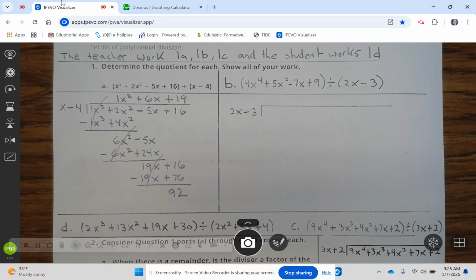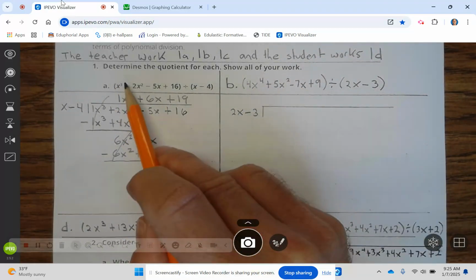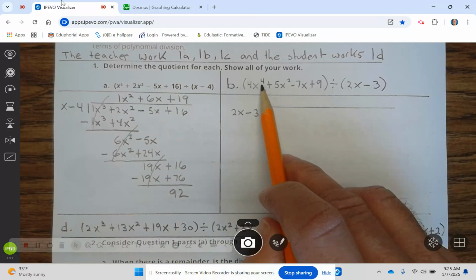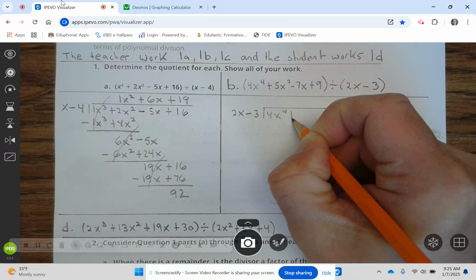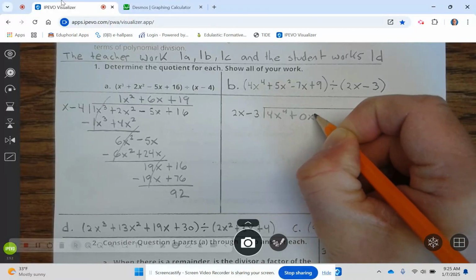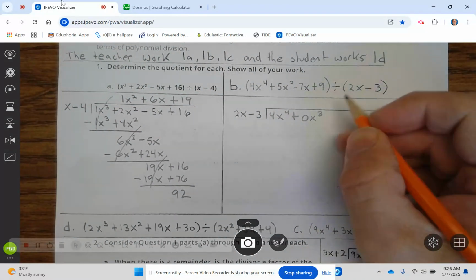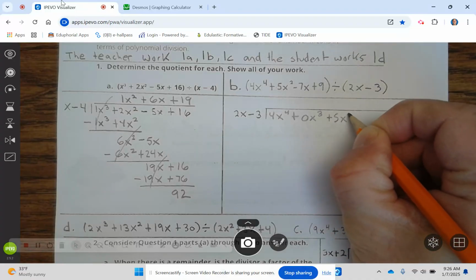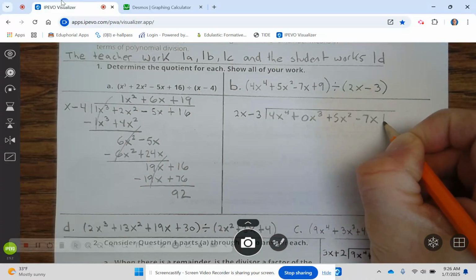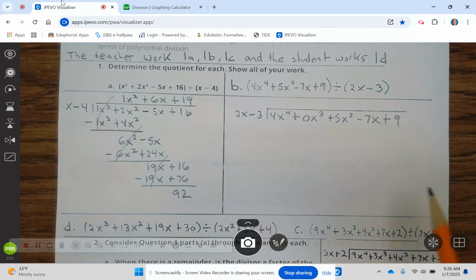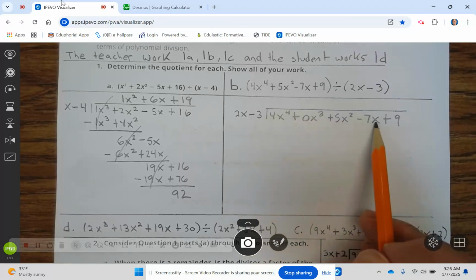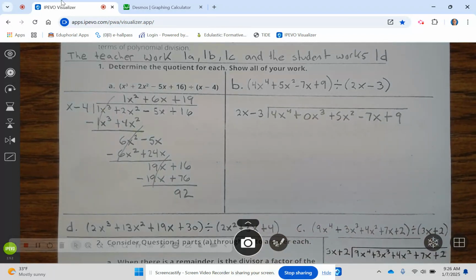So b, we have 4x to the fourth plus 5x squared minus 7x plus 9 divided by 2x minus 3. Now, whenever you're doing division, we have to have every exponent. Here, with the 4, we're missing the cube. So we have to write this as 4x to the fourth plus we need to add 0x cubed plus 5x squared minus 7x plus 9. Technically we've added 0, so we haven't changed it, but we have a placement. Now we can do the division.